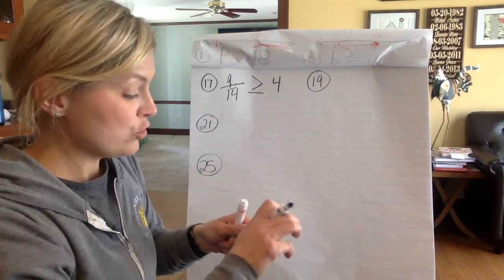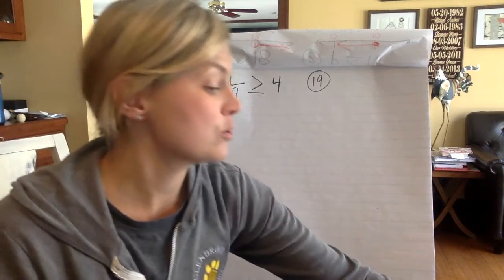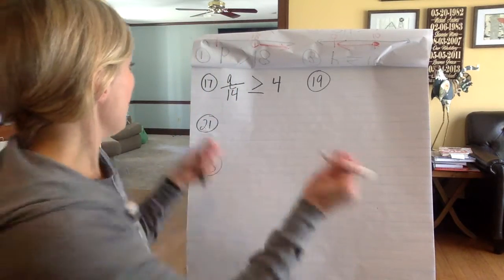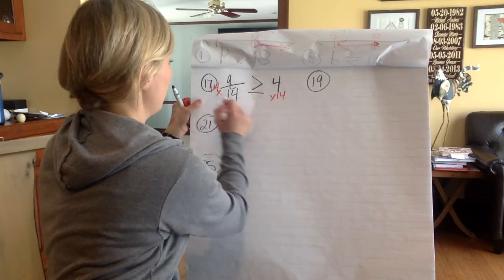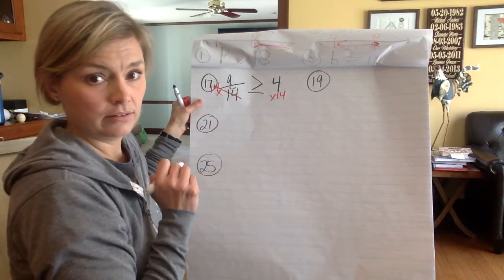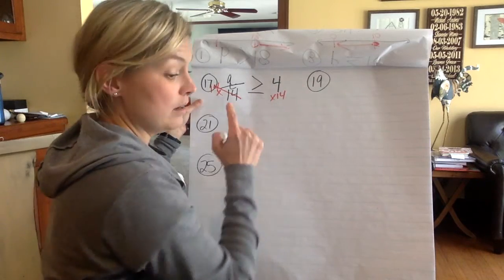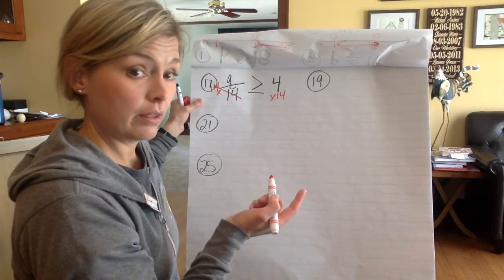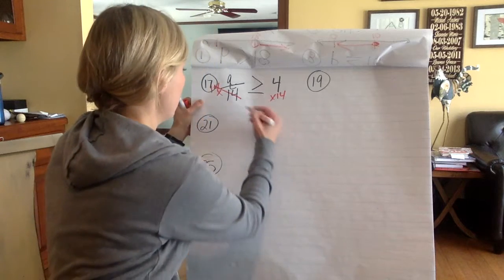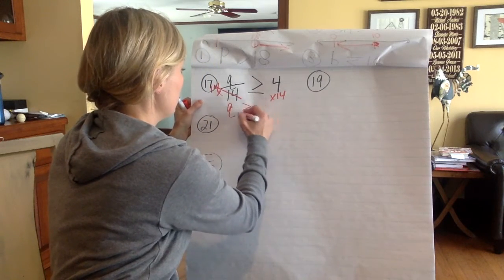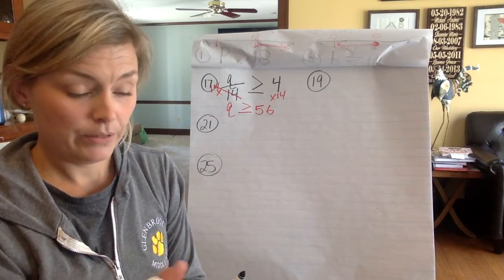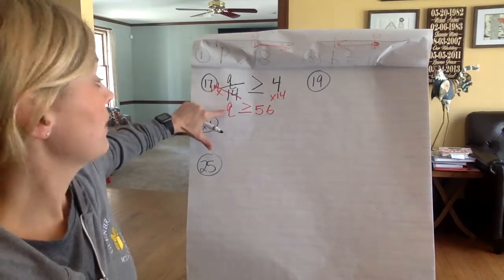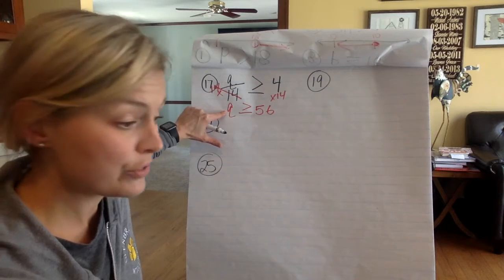In order to solve this, I'm going to switch markers for a second. I'm going to multiply by 14 on both sides. Those cancel. This ends up giving me 56. So I end up with Q is greater than or equal to 56. The written and the solved, those are your two different answers.